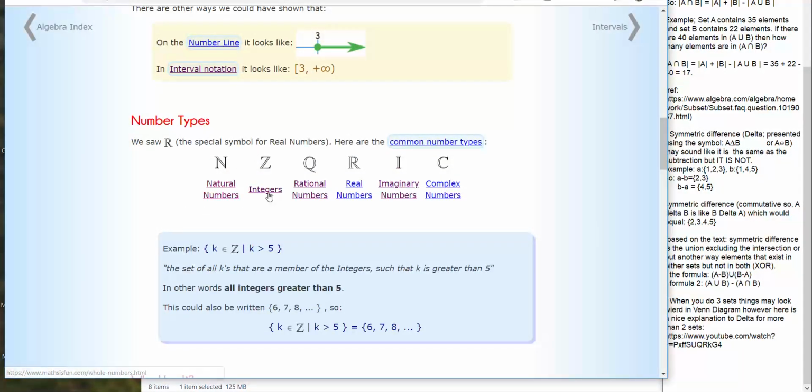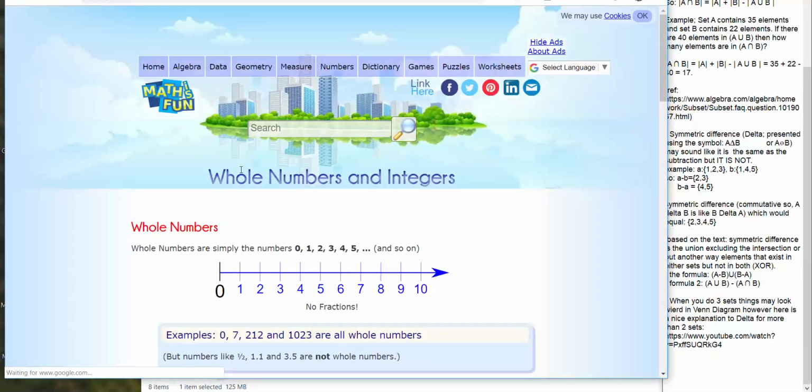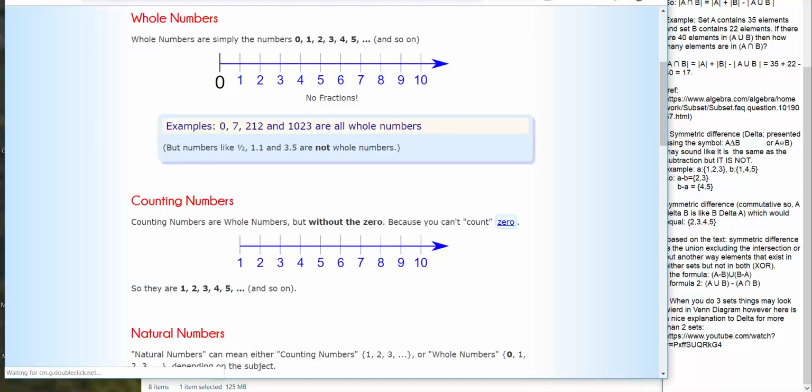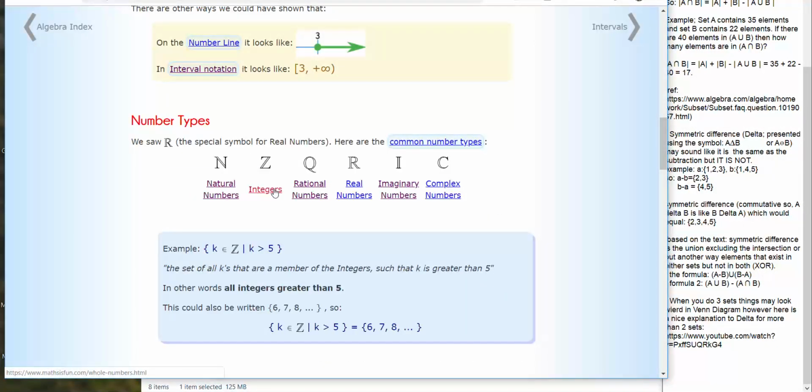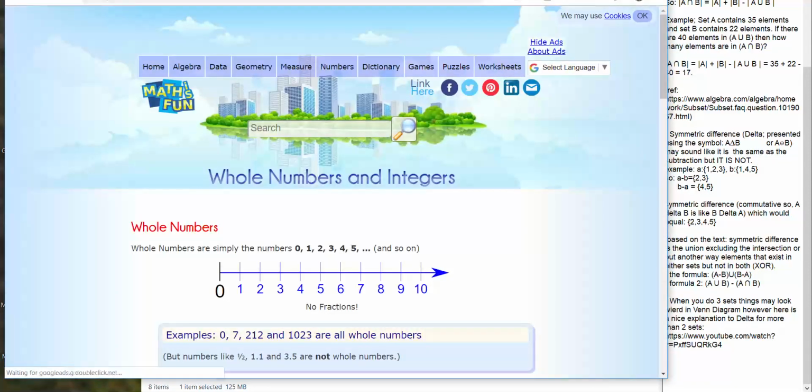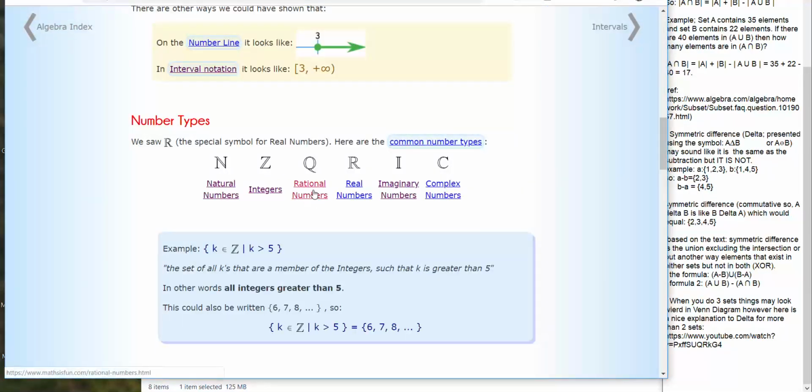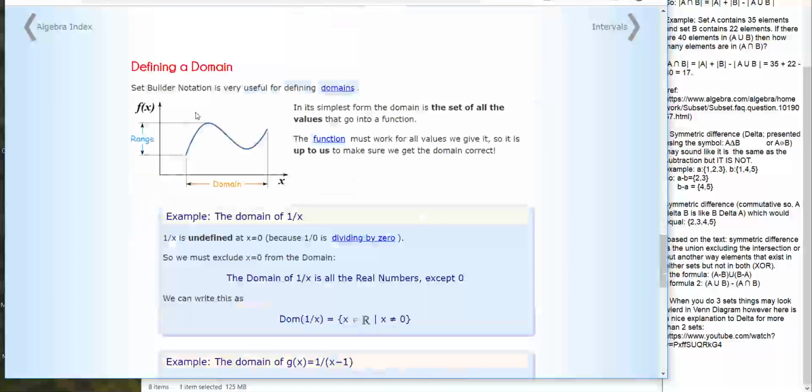You have the natural numbers, the integers, rational numbers, and real numbers, which includes everything including floats, imaginary numbers, and complex numbers. Natural numbers are 0, 1, 2, 3, 4, 5. And then you have the integers: negative, positive, whole numbers. Floats are not whole numbers, so they are not integers. The rational numbers are fractional numbers. And that's that.